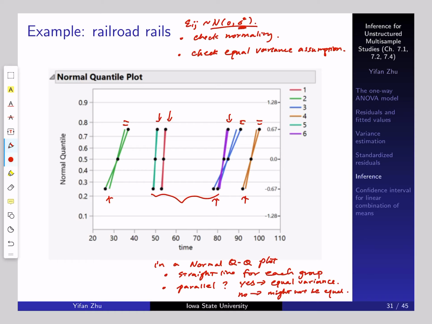But we will still move forward with this one-way model, because in the normal quantile plot, if they're not parallel, that means the assumptions just might not be true, but they still might be true. The reason is that we only have 3 observations for each group. If you get more observations, it's likely that the normal QQ plot will give you some parallel straight lines. So this is very likely due to the lack of data. Okay.